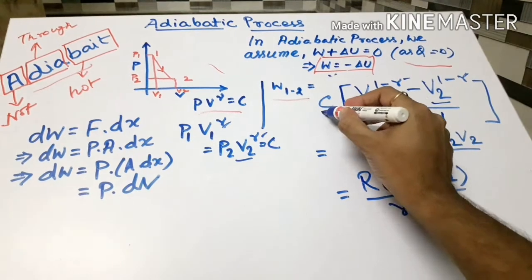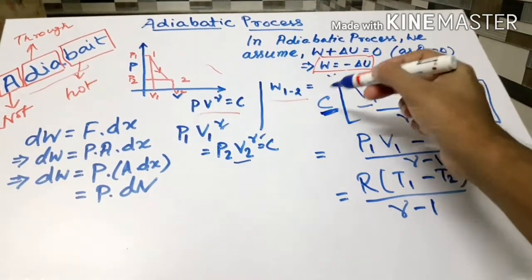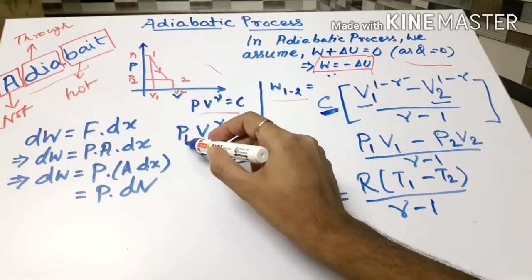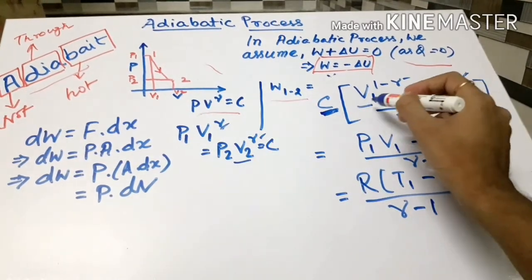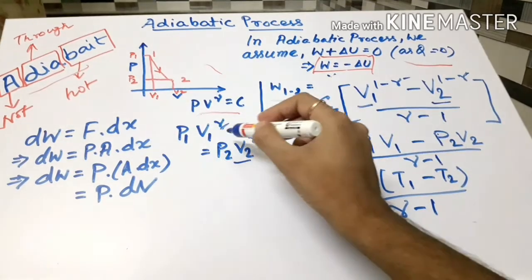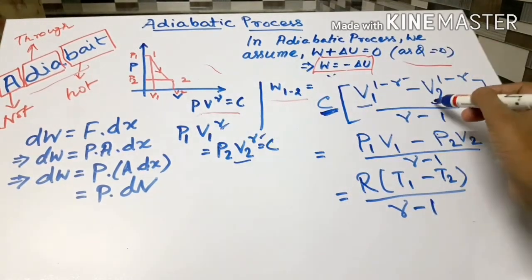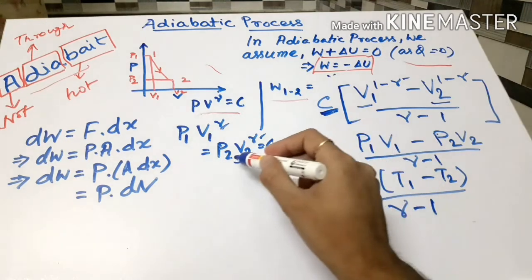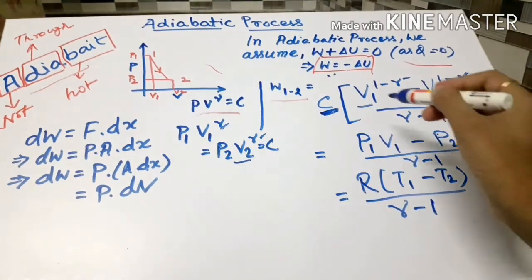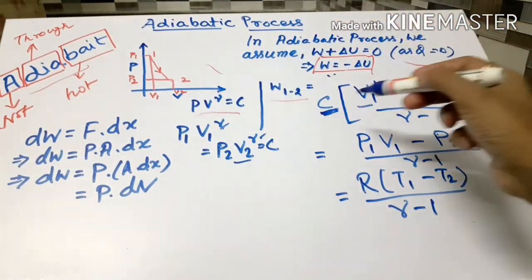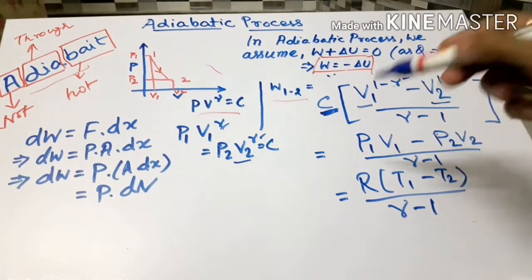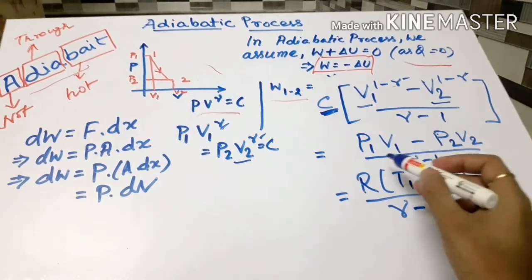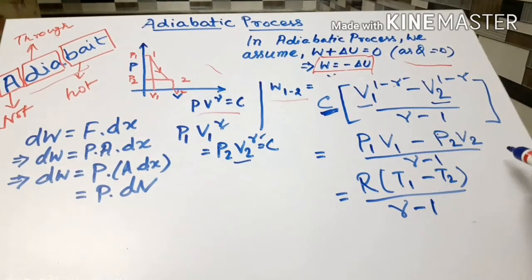In place of this C, we can use P1 V1 to the power gamma or P2 V2 to the power gamma. With V1 we multiply P1 V1 to the power gamma, and with V2 we multiply P2 V2 to the power gamma. As gamma gets cancelled, because it is plus gamma in one place and minus gamma in the other, we get P1 V1 minus P2 V2 divided by gamma minus 1.